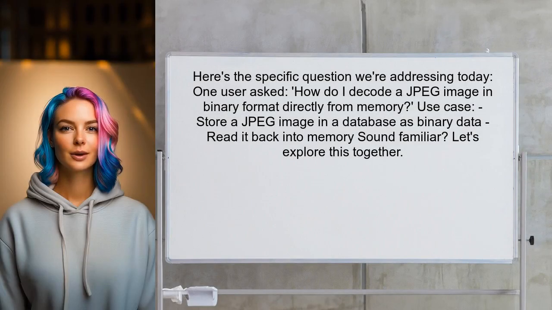Here's the specific question we're addressing today. One user asked, how do I decode a JPEG image in binary format directly from memory? They want to store a JPEG image in a database as binary data and then read it back into memory. Sound familiar? Let's explore this together.